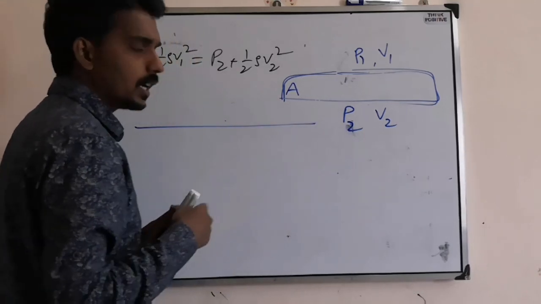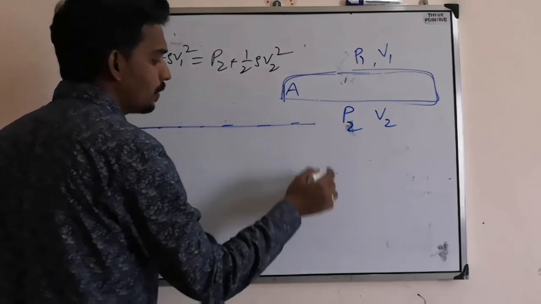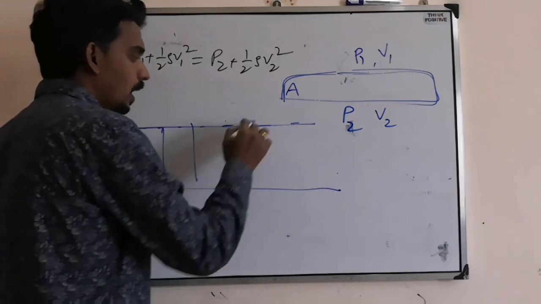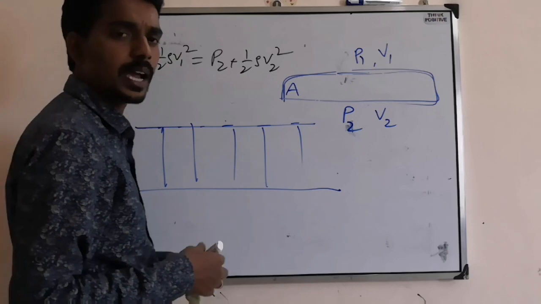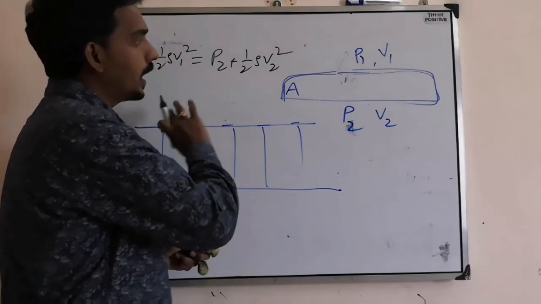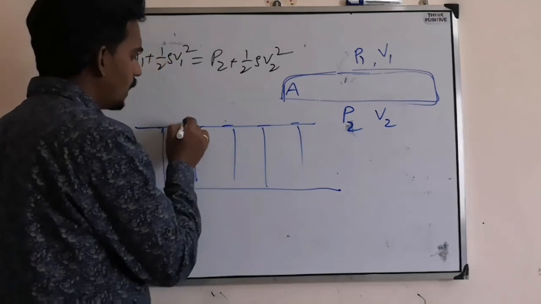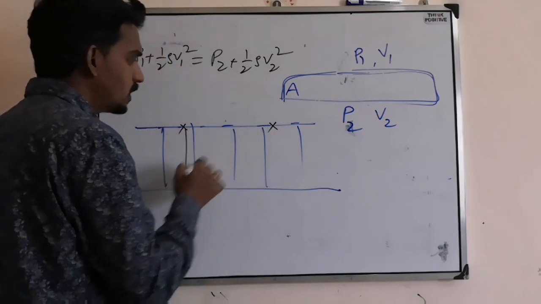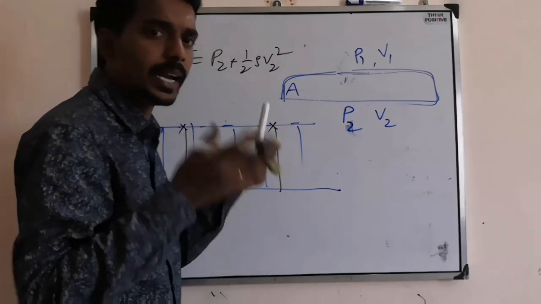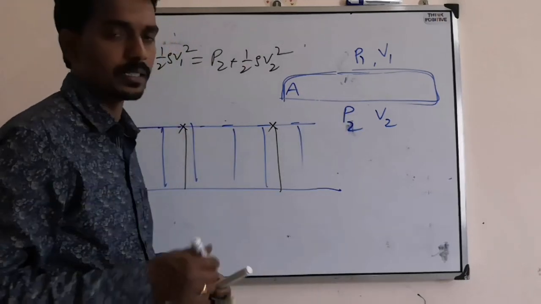So when there is a horizontal, every point is at the same height from the reference. So the rho gh term will get cancelled on both sides. If you compare between any 2 points, rho gh remains the same, so that will get cancelled. That's why we will not consider that.